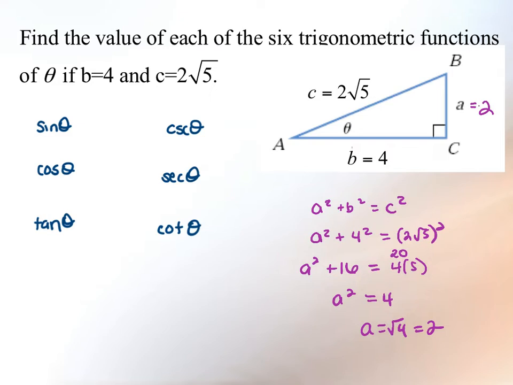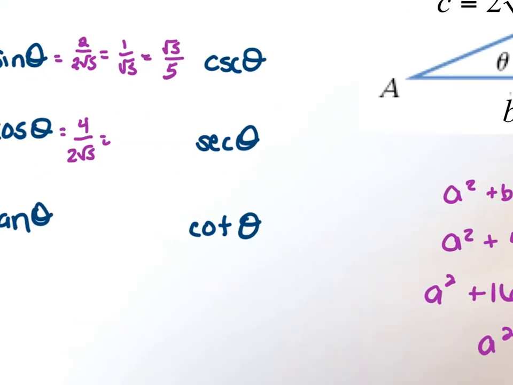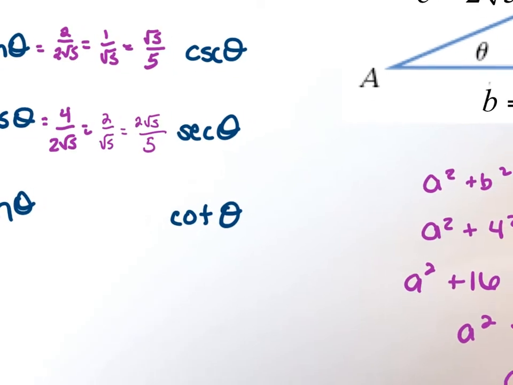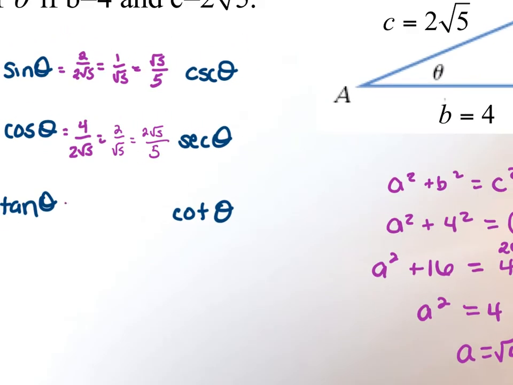So the sine would be opposite over hypotenuse, or 2 over 2 root 5, which becomes 1 over root 5, or root 5 over 5 once it's rationalized. Cosine is 4 over 2 root 5, which is 2 over root 5, or 2 root 5 over 5. And then tangent is 2 over 4, or 1/2.